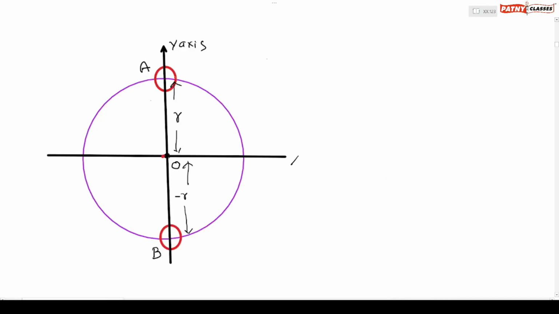Now let us draw the axes. These are the coordinates, the x-axis and y-axis. Point A has coordinates x1, y1, and point B has coordinates x2, y2. So x1 is 0, y1 is r, and the coordinates of B are x2 equals 0 and y2 equals minus r.